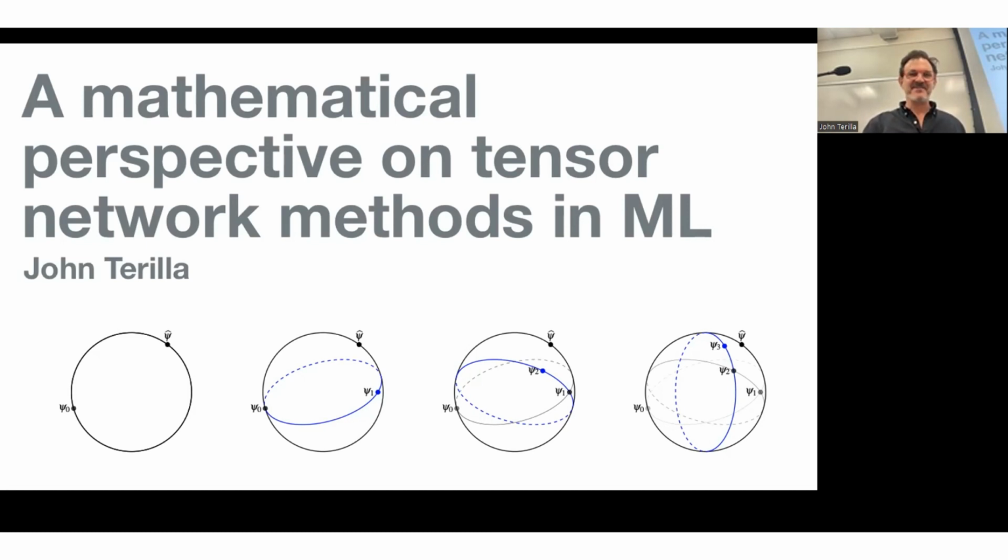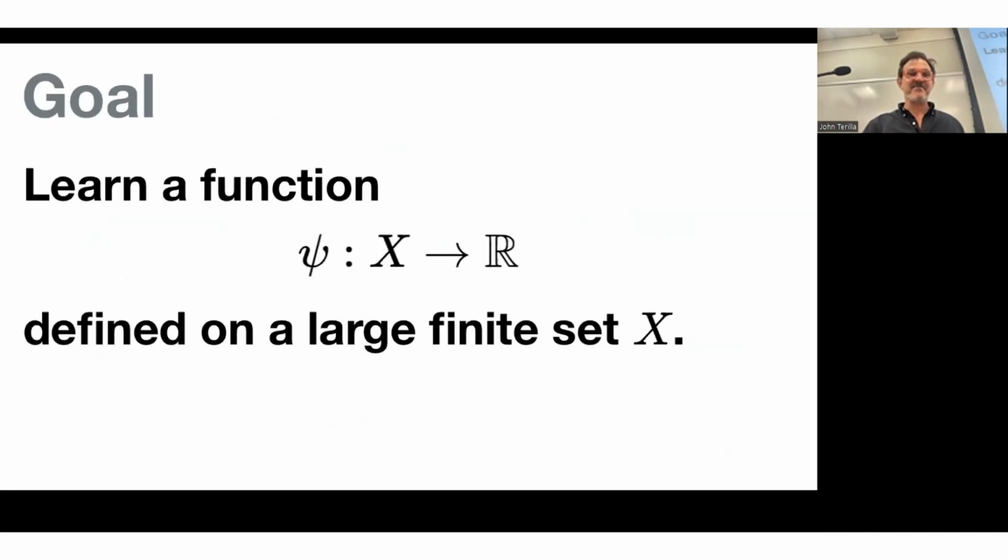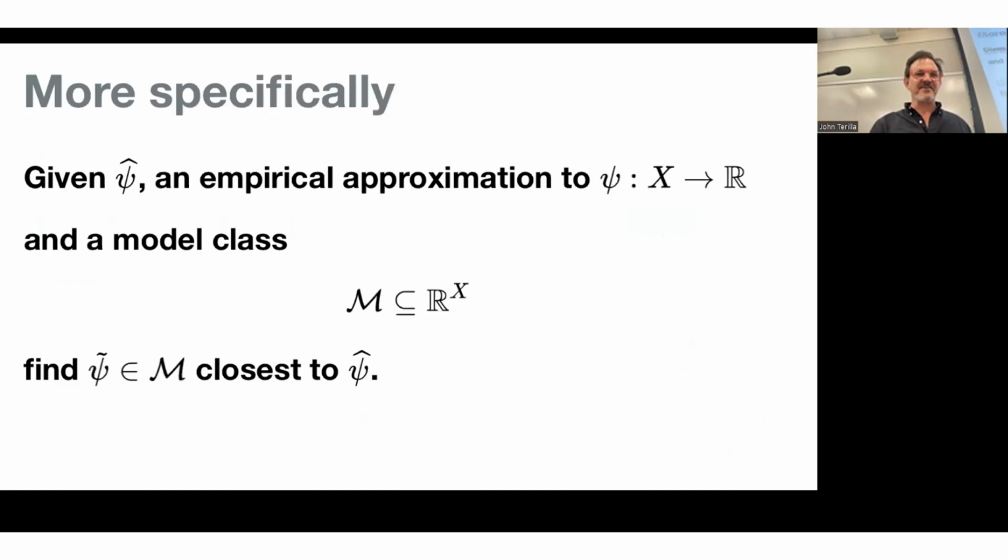So let me just begin in a very simple way and say the obvious, what the goal is. The goal is we're trying to learn a function that's defined on some very large set, which I'm calling X here. And there are some rules involved. More specifically, you usually don't have the function, let's say psi, that you're looking for, but you have some sort of empirical approximation for it, which I'm calling psi hat.